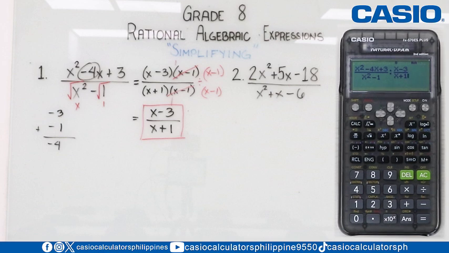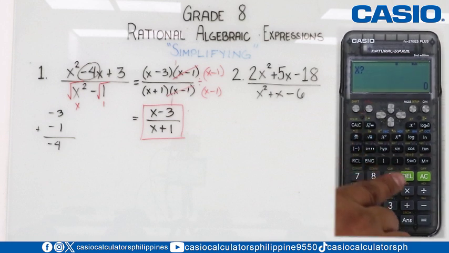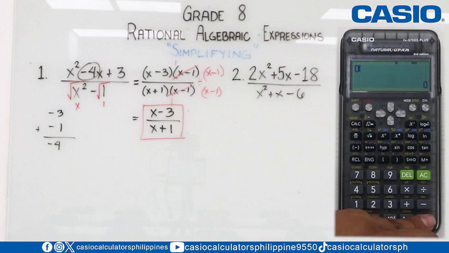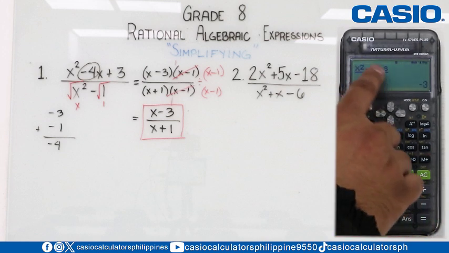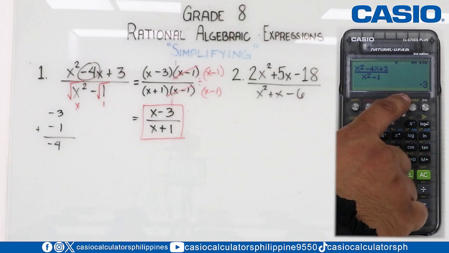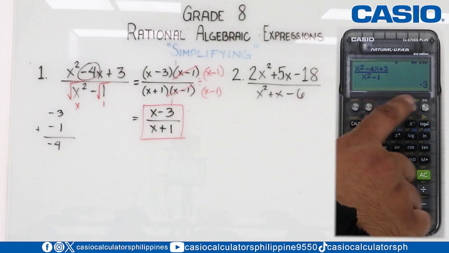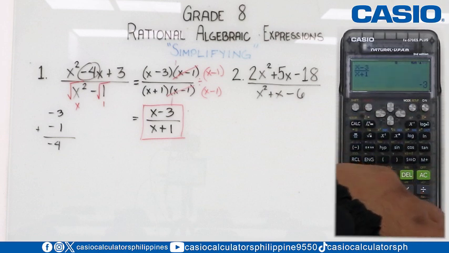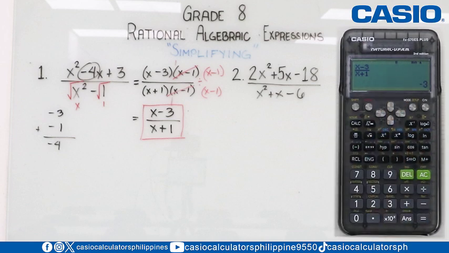We can just look at the factored form of our given. The values that will make the denominator zero are negative 1 and positive 1, so we should not use those two numbers. Let's try to use 0. When x is equal to 0, our given is negative 3. For our answer, it should also be negative 3.